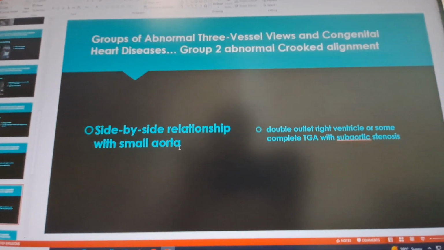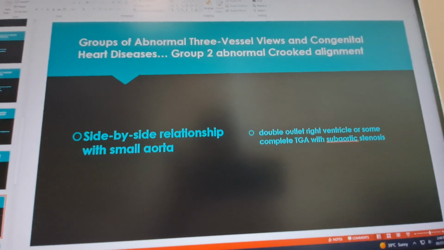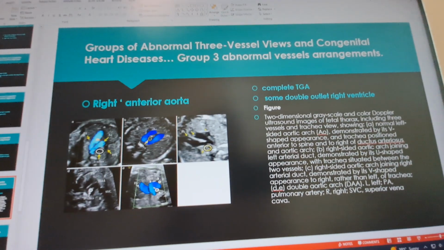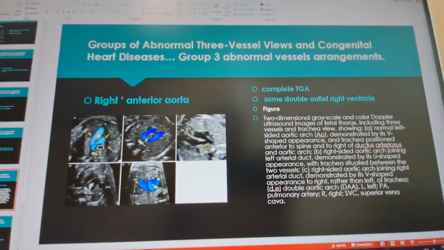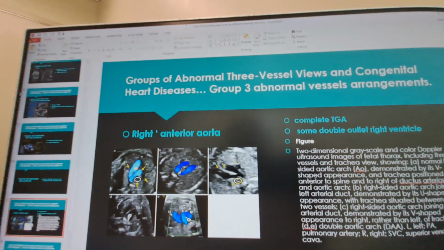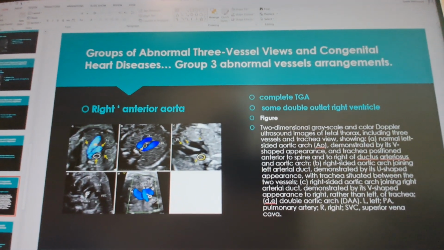So you have to suggest it like that. You just think about it. This is a small finding if you find it. Now you see the other, third group, which is the arrangement. Arrangement of the vessels, how they are arranged.